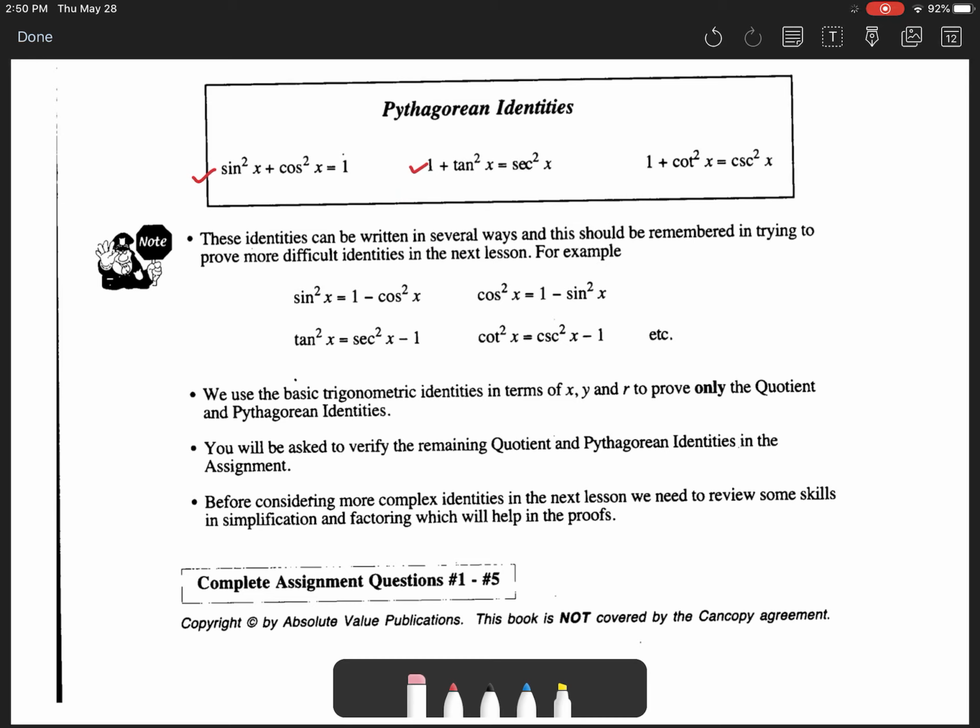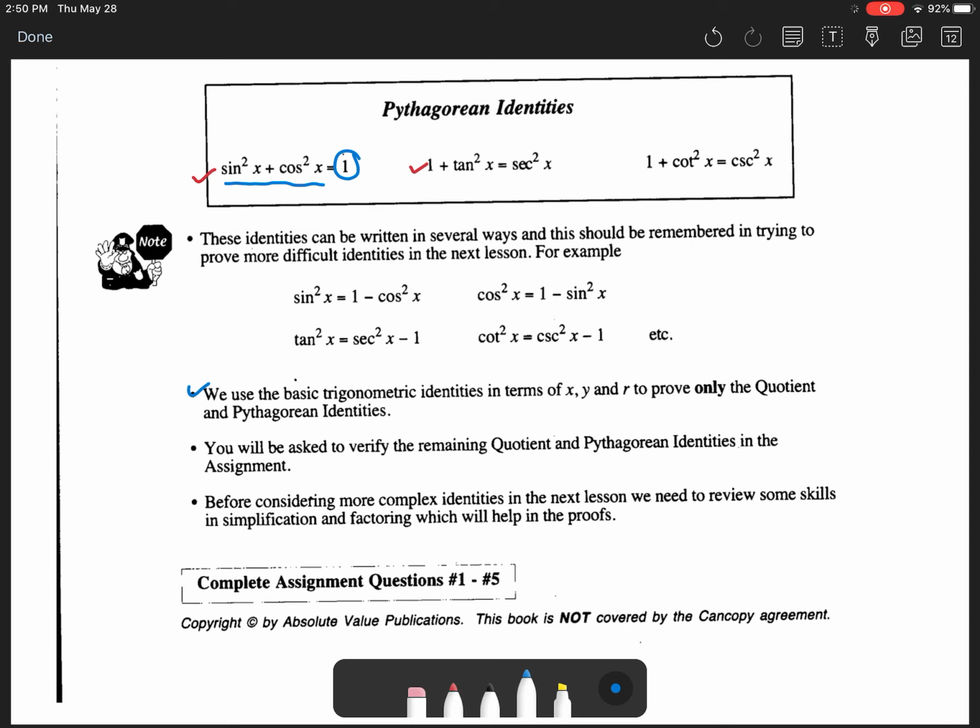And again, when we say that we're dealing with identities, what does that mean? Well, that means if I come across a question where I have, for example, sine squared of x plus cos squared of x, so I see that expression, I can simply replace it with 1 because they're equivalent to each other. They're identities that are always true.